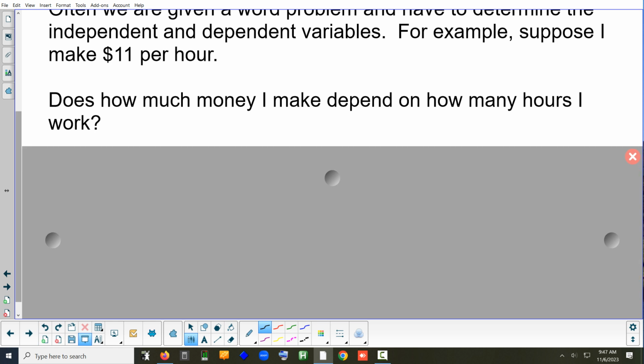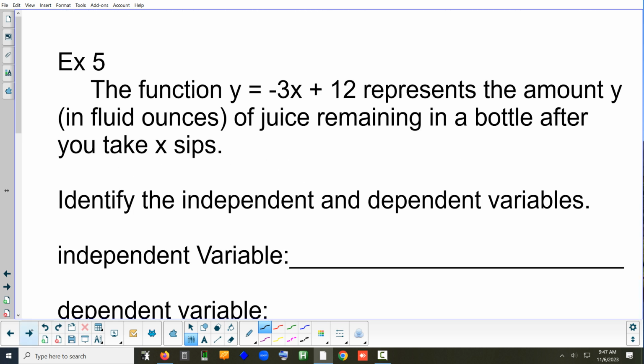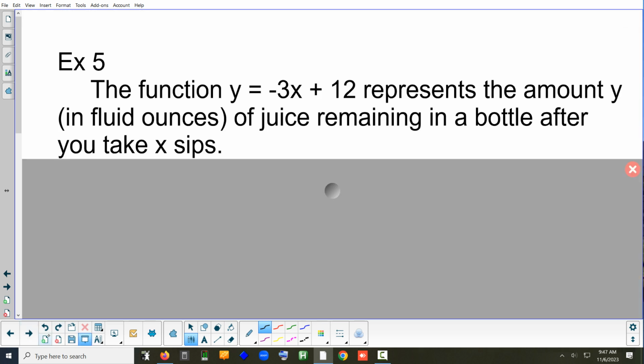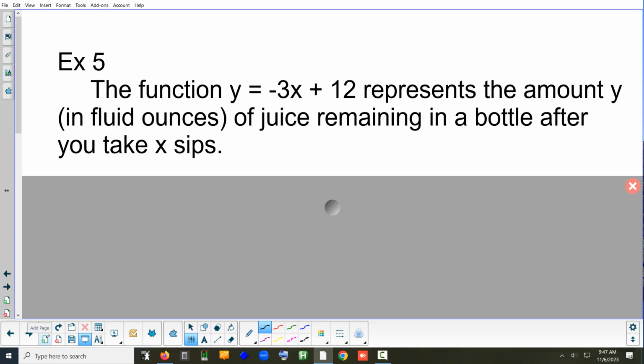All right, so let's see if we can look at this last one. So I think you guys already have that written down. Let's just make sure, is it the same equation, negative 3x plus 12? Yep, same one. Sometimes I changed it.